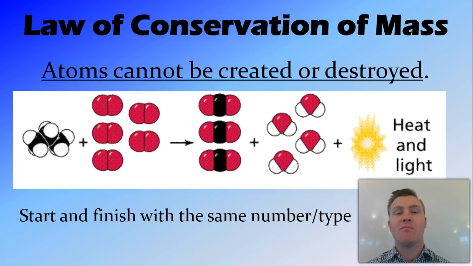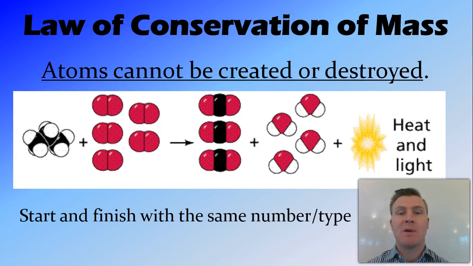Now, the law of conservation of mass states that atoms cannot be created or destroyed. What this means for a chemical change is that we need to start and finish with the same number and type of atoms present. So, if we look over on the left-hand side, you'll see that we have 1, 2, 3 carbon atoms. And after it reacts, we have 1, 2, 3 carbon atoms. We also have 2, 4, 6, 8, 10 oxygen atoms, and on this side we have 2, 4, 6, 8, 10 oxygen atoms. And if we were to count the hydrogen atoms, we would find that they are also the same number on both sides.